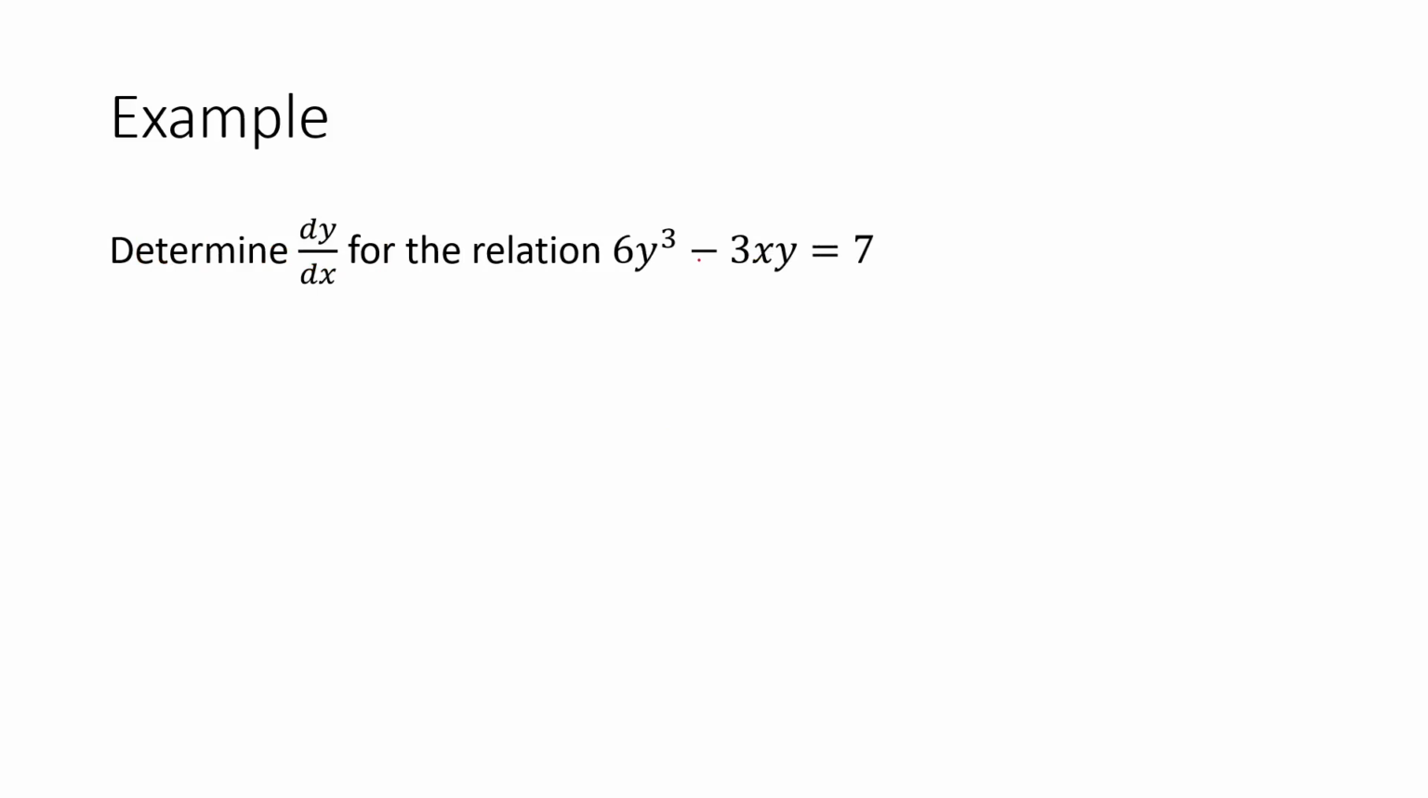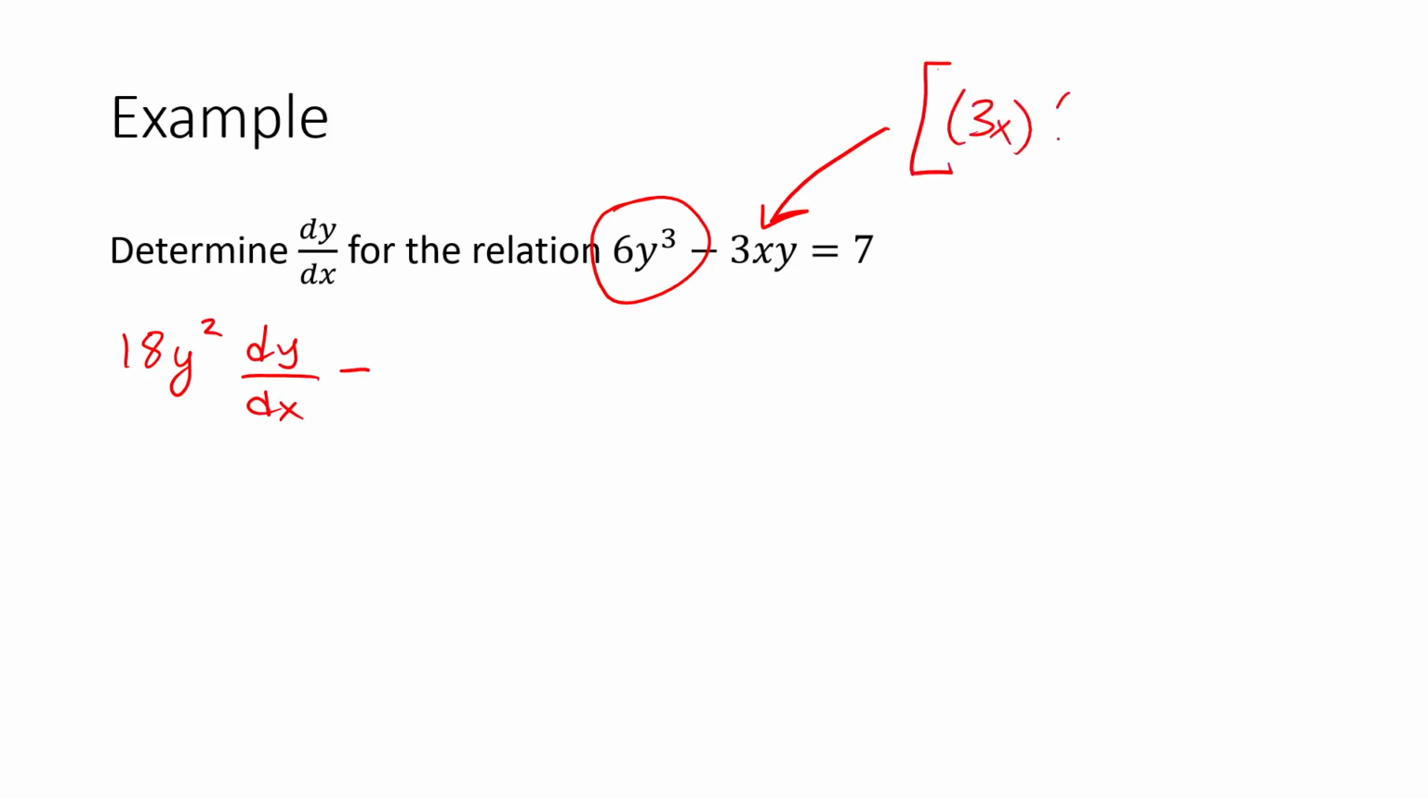One more question we'll try is this one here. Let's determine dy over dx for this relation. So what we're going to do is determine the derivative of the first term with respect to x. Applying the power rule to 6y cubed, we get 18y squared, but we have to multiply by dy over dx. Now we have another term here, 3xy. I'm going to think of this as a product. I'm going to think of it as 3x times y.